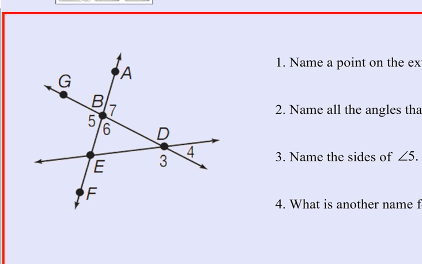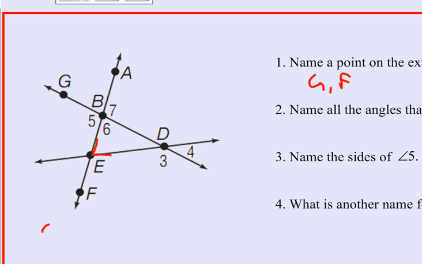All right, name a point on the exterior of DEB. Well, DEB is talking about this angle right here. So a point on the exterior of that would be either G or F. That is what exterior means.